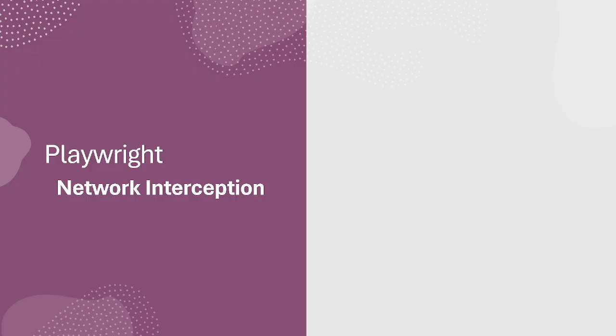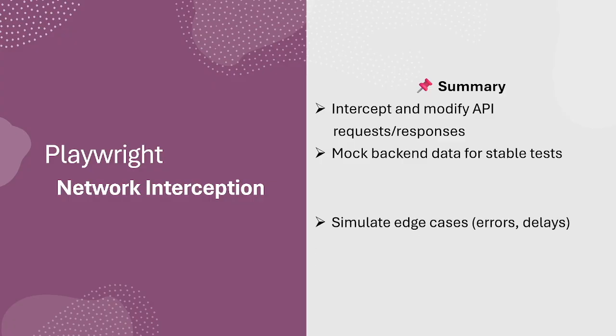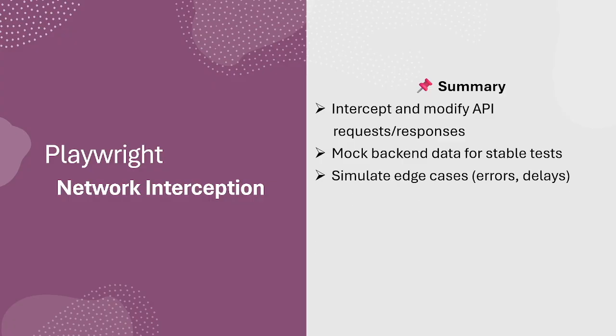Today I will talk about Playwright network interception. Intercept and modify API requests and responses. Mock backend data for stable tests. Simulate edge cases, errors, and delays. Test the UI independently from the backend.